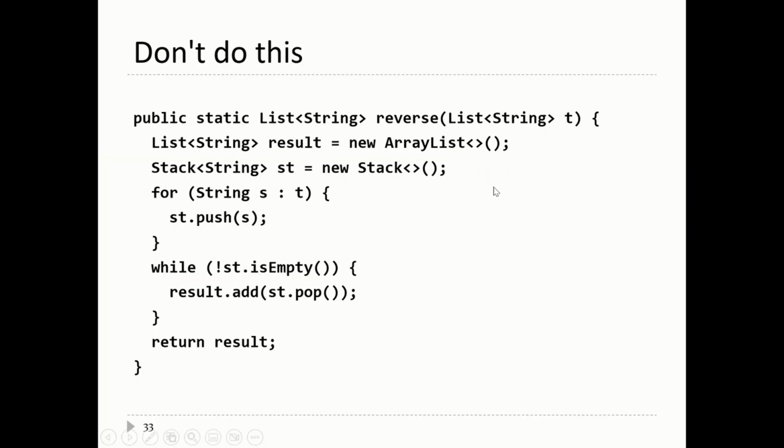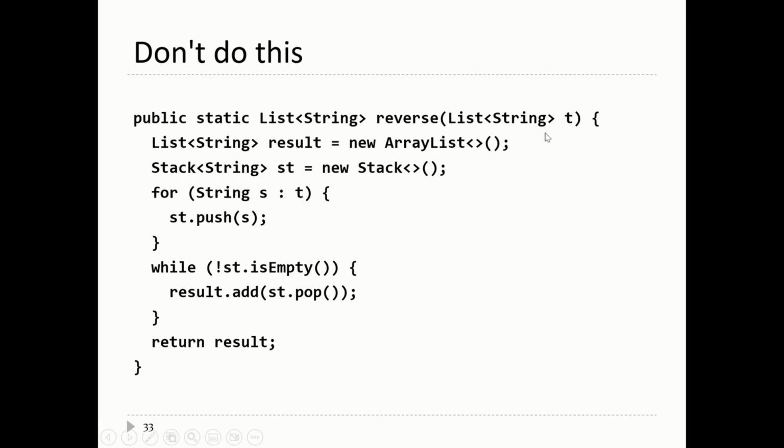Okay, so this is a dumb way to reverse a list. You shouldn't do it this way. To reverse a list, you should swap the elements one at a time. Swap the first and the last, swap the second and the second last, and so on and so forth. The reason you should do it that way is because it's space efficient. You don't make a second data structure.